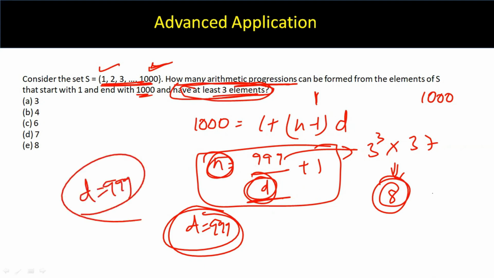So how many factors did D have in total? There were 8 factors, out of which I will have to remove one, which is 999. So the final number of possible values for D is 7. That is what will be my final answer, 7.